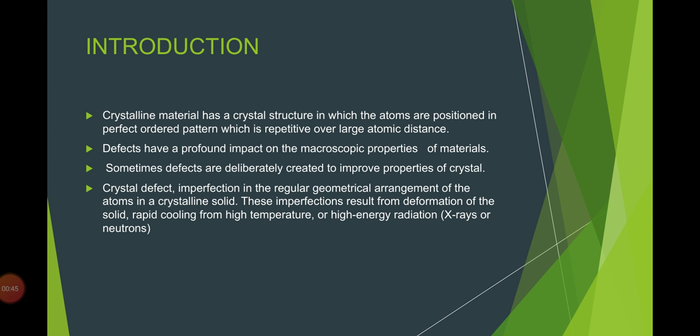Crystal defect: imperfection in the regular geometrical arrangement of the atoms in a crystalline solid. These imperfections result from deformation of the solid, rapid cooling, or from high temperature or high energy radiation. Actually, a crystal defect can be caused by the deformation of the solid, or by rapid cooling, or due to high temperature or high energy radiation, like here I have written X-rays or neutrons.